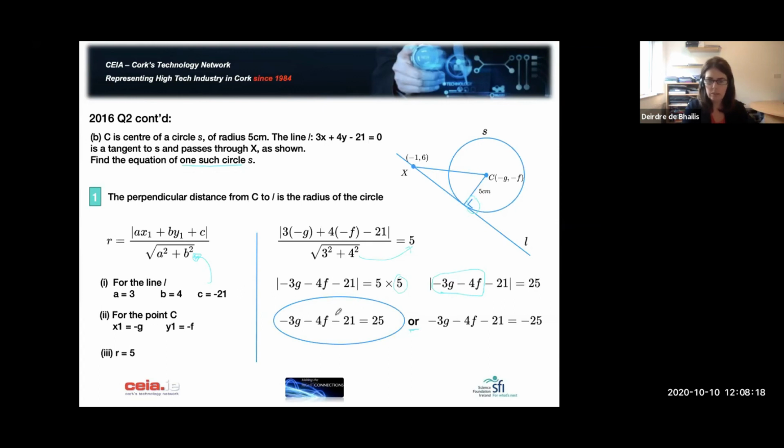When I tidy that one up, what I get is minus 3g minus 4f is equal to 46. And that's one equation. I can see I have two unknowns, so I'm going to need to find another equation with g and f that I can solve, because if I have two unknowns, I need two equations to solve. If I have three unknowns, I need three equations.